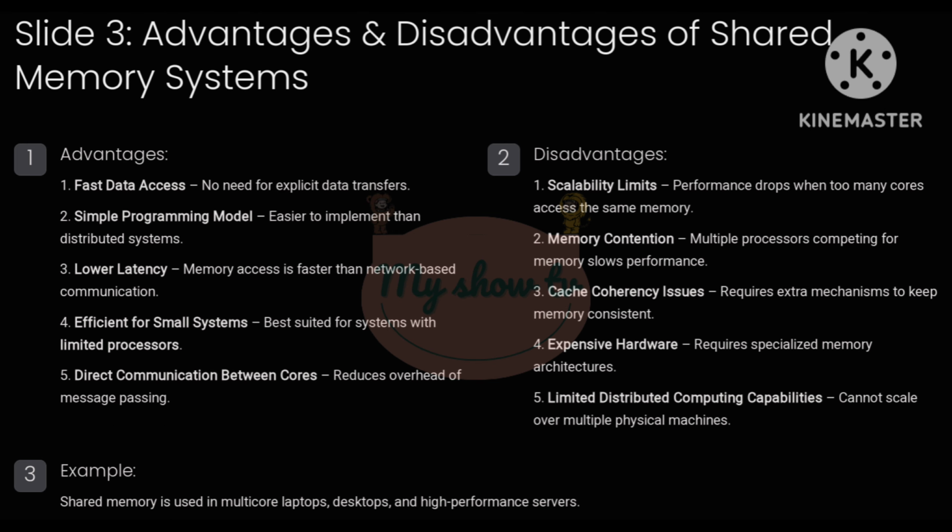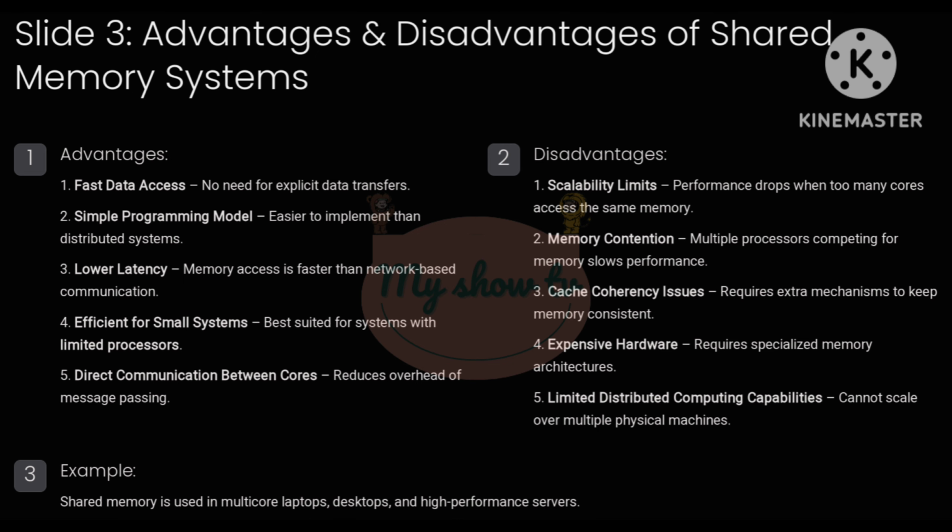Advantages and disadvantages of shared memory systems. Shared memory computers offer fast communication and easy data sharing, but they also have scalability limitations. Advantages: 1. Fast data access, no need for explicit communication between processes. 2. Simpler programming model, easier to implement compared to distributed systems. 3. Lower latency, memory access is direct, making operations faster.